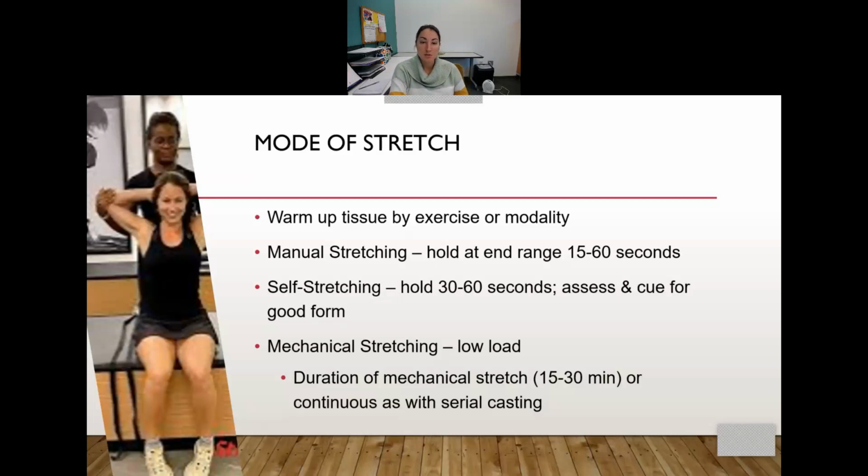If you're doing a self-stretch, 30 to 60 seconds is ideal. Of course, the therapist is assessing the patient and cueing them for good form, even if they're doing self-stretches. With mechanical stretching, you always want to do a low load, and it's typically more like 15 to 30 minutes, unless it's something continuous, like a night splint they wear all night, or a serial casting that they wear for a few weeks at a time.